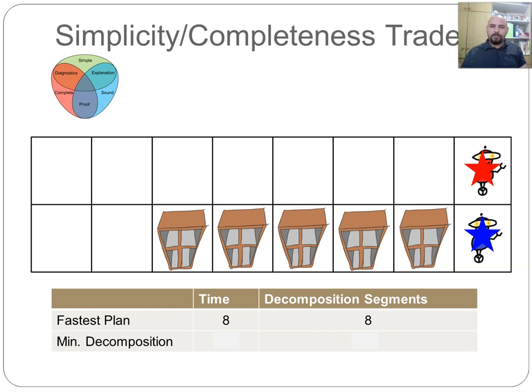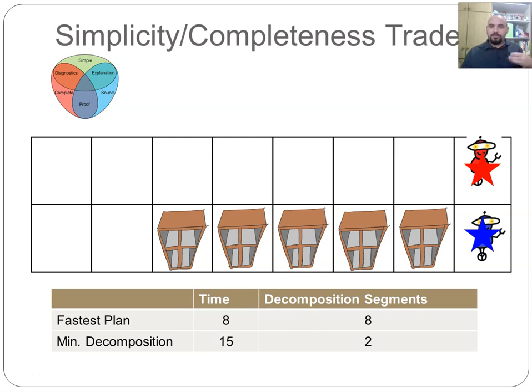On the other hand, there is another plan that achieves this goal, where we send the blue agent first to complete the target, and then we send the red agent. This plan has two decomposition segments, the first one until the blue reaches the target, and then the second one until the red reaches the target. The problem is, of course, that this plan is much longer.